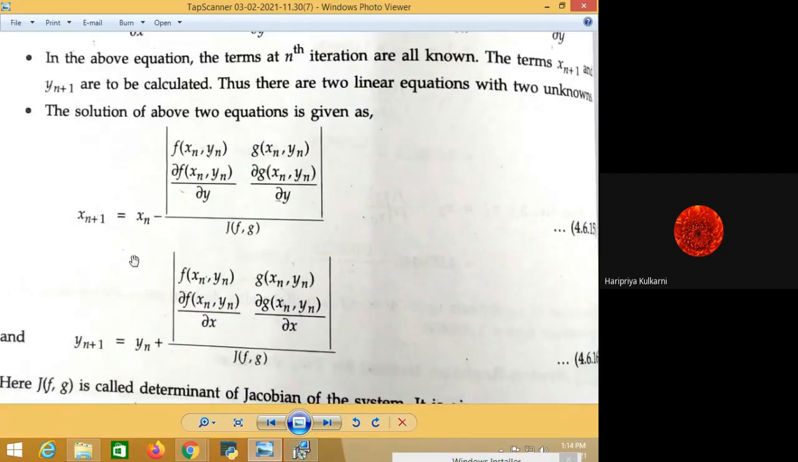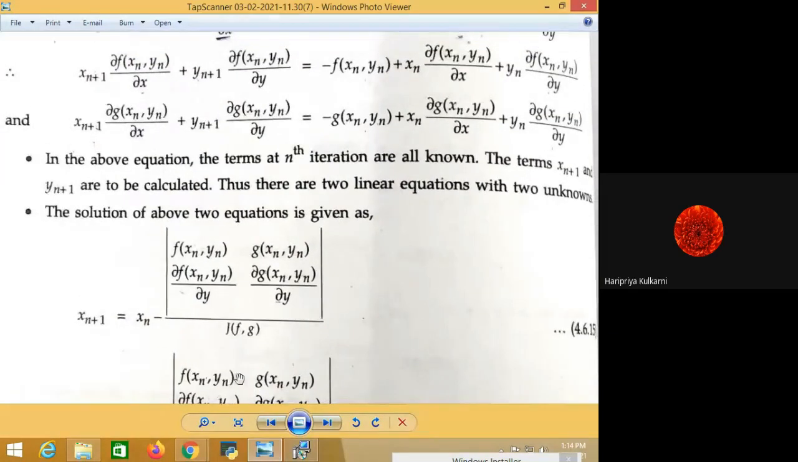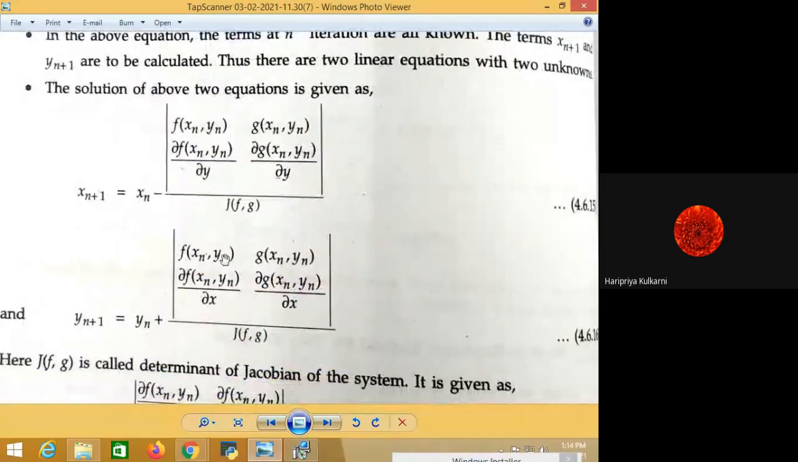Similarly, the y term is also similar, only here the derivative is with respect to y for calculating x. Here the derivative is with respect to x for calculating y. So you can observe here xn plus 1, here it is yn plus 1. xn becomes yn. Only the sign here is minus, here it is plus. It is because of these equations. This is f of xn yn, g of xn yn. This is df upon dx with respect to x, dg upon dx, because we are finding out the y, upon the Jacobian of f and g.